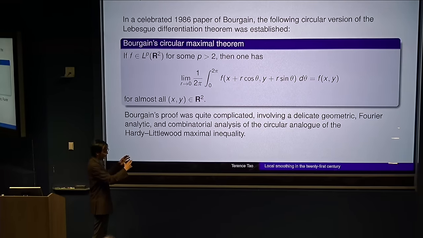Can you approximate a function by its average, say, over circles rather than balls? This you can also do. And this was done famously by Bourgain in 1986. It's called Bourgain's circular maximal theorem. In fact, it was so well-regarded that I think it was even cited in his Fields Medal citation, one of the things he did. He was able to show an approximation theorem that any function can be approximated by circular averages, given a certain integrability condition, which I won't talk about.